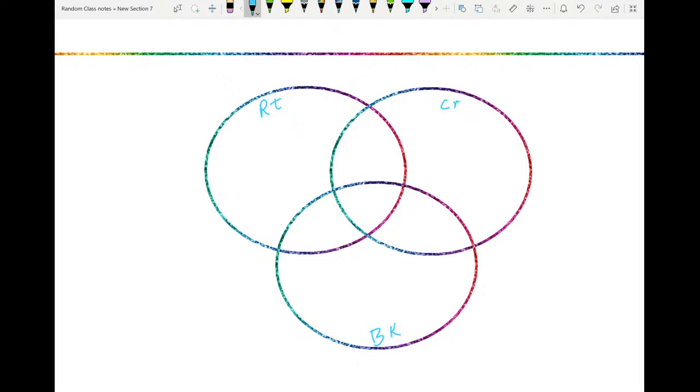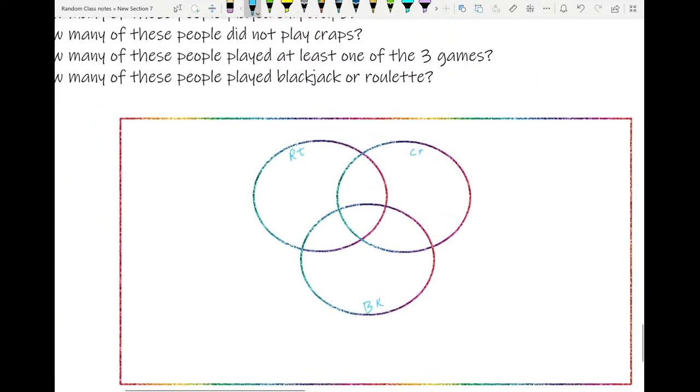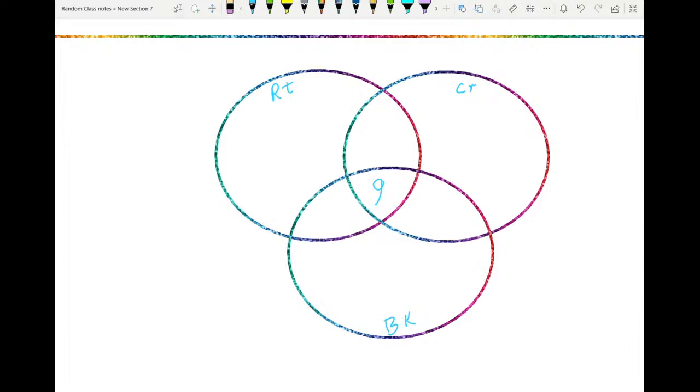All right. So roulette, craps, and blackjack. We're gonna work from inside out. 9 people played all of those games. That's a horrible looking 9. And plus, I write my 9 like the Russian way.